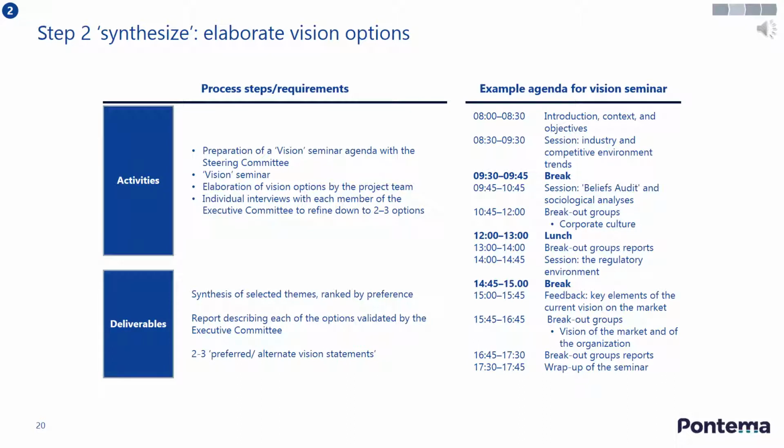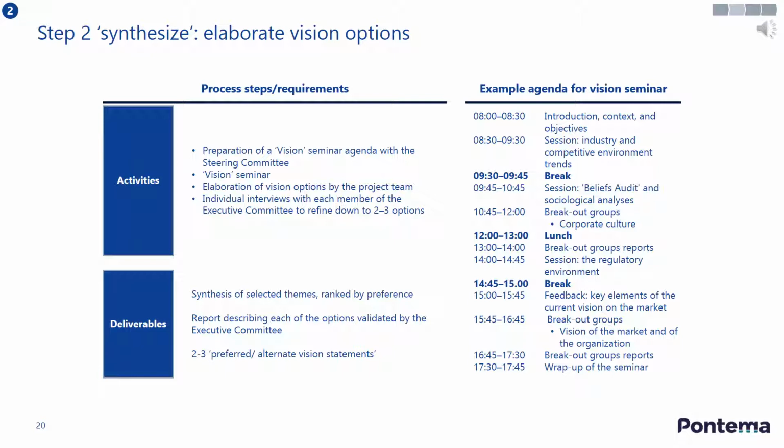Once you have a list of themes, you need to review them in more detail, which is why step 2 in the vision development process is called synthesize. The list of themes needs to be ranked in order of preference. One way to do this is for the steering committee to host a vision seminar with the key stakeholders to elaborate on the various options and gauge feedback. The slide shows an example agenda for such a seminar.